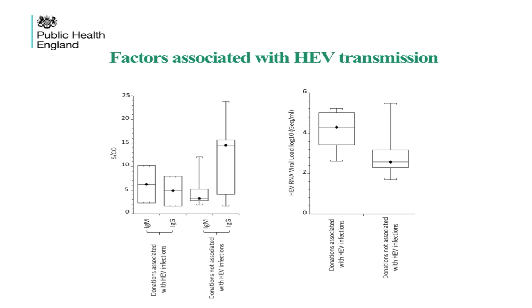And maybe unsurprisingly, those donations that had a much higher viral load were more likely to be associated with an HEV transmission event. So the level of antibody and the level of RNA were certainly important.